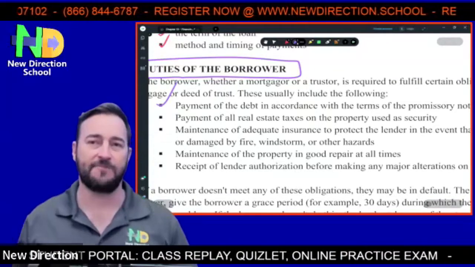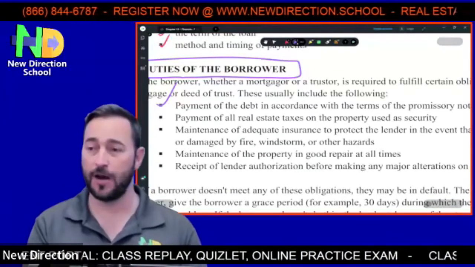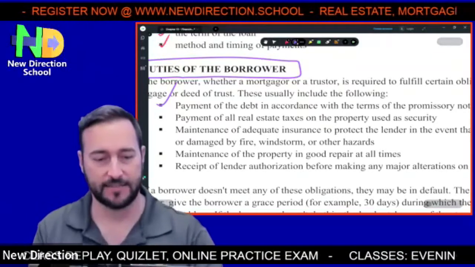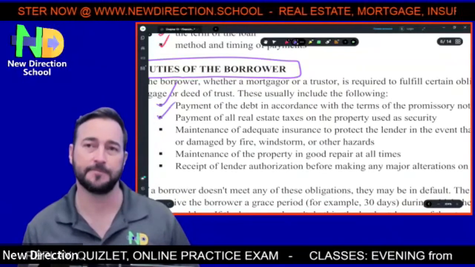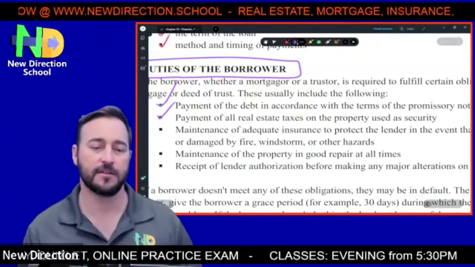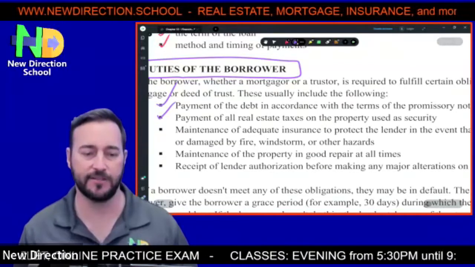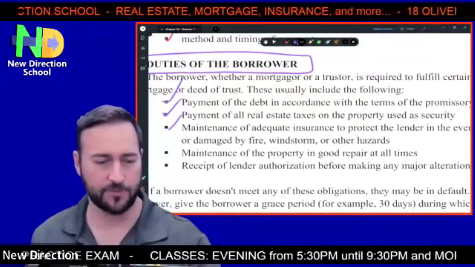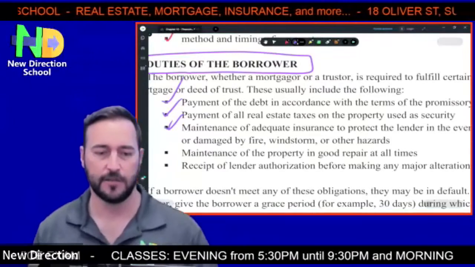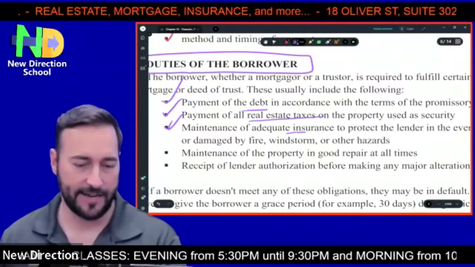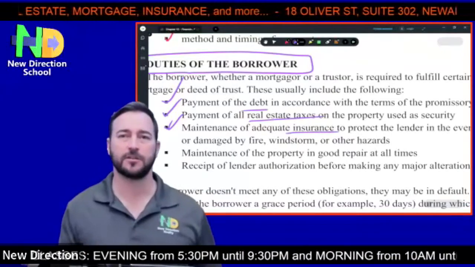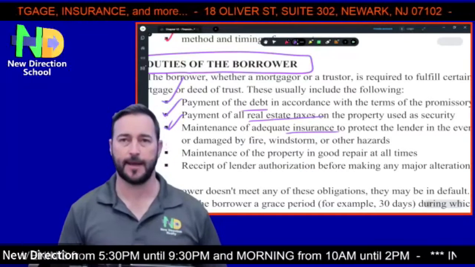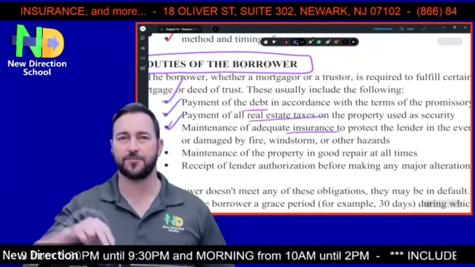Number two, if it's real property, then he has real property taxes. So I got to pay what? Taxes. That's also easy. Number three, maintenance of adequate insurance to protect the lender in the event of the property being destroyed or damaged by fire, windstorm, or other hazards. So I got to pay the debt, I got to pay the taxes, I got to have insurance. You guys already know this. These are basic requirements, right? Yes? Okay.